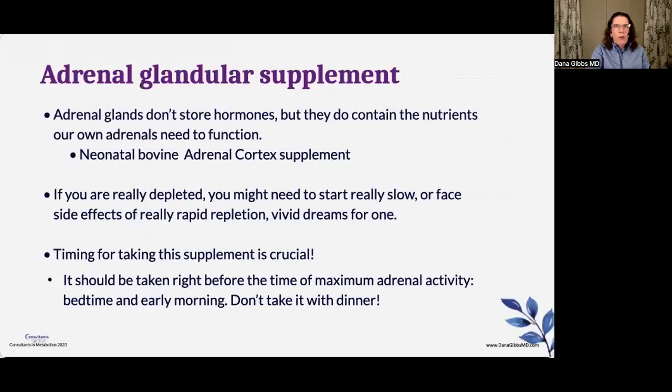So let's talk about this adrenal glandular supplement a little bit more. So adrenal glands do not store hormones, but they do contain the cofactors and the nutrients that our own adrenal glands need to function. So this is a neonatal bovine adrenal cortex supplement that I recommend. And so the best way to get this is to eat animal adrenal glands, but nobody eats organ meat anymore, or maybe they do, but yuck, really? Most of us don't even eat sausage so much anymore. So how else can we get this?